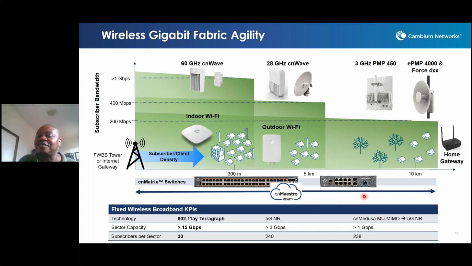You know, starting from inside the home router, outside, outdoor Wi-Fi, backhaul, right up to high capacity systems. And you can see that as you go to the left, the range reduces, right? That's physics, that's RF. So as you go to the right, you have further range, okay? And then of course at the bottom, our switching portfolio and the CN Maestro that we've just outlined earlier. Okay.